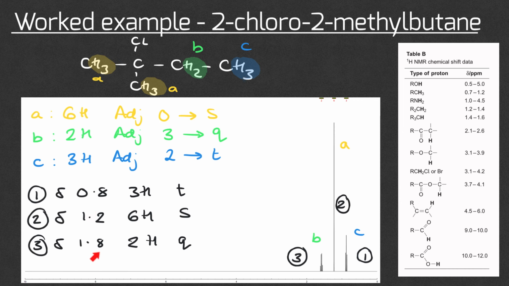So you have to use more than just the splitting to assign a molecule, because you could have, as we've just seen, 2 examples which consist of the same number of peaks with the same splitting, but the chemical shift and the integration will be different for each example. So you have to make sure you use the full range of information available when assigning NMR spectra.